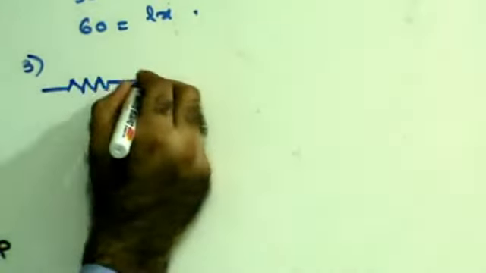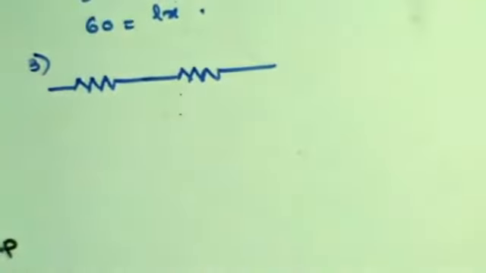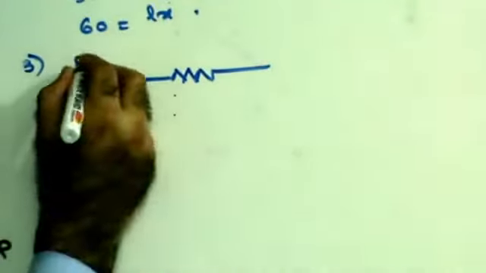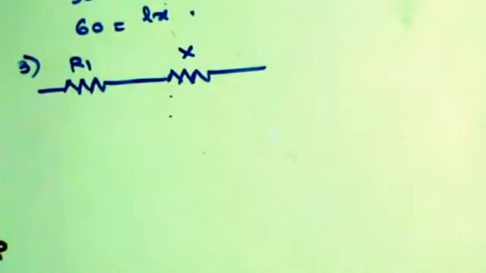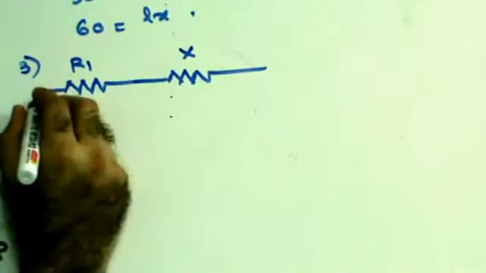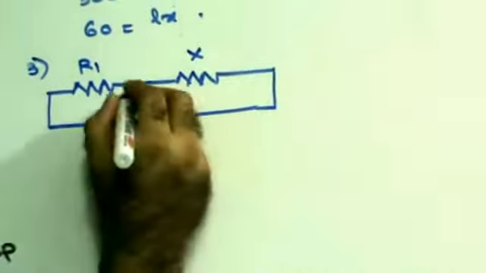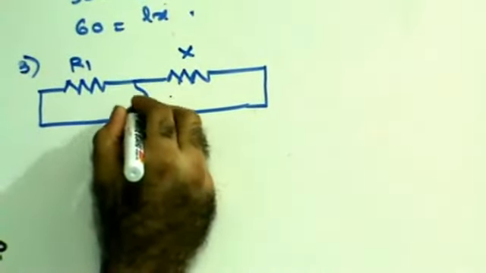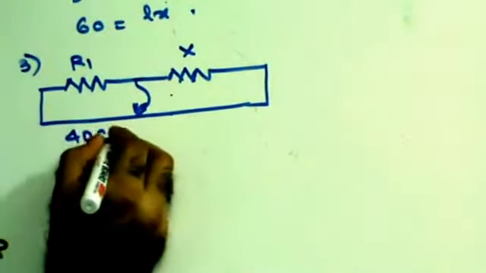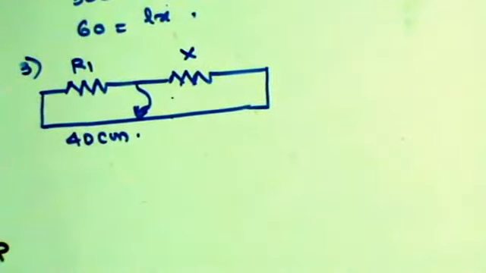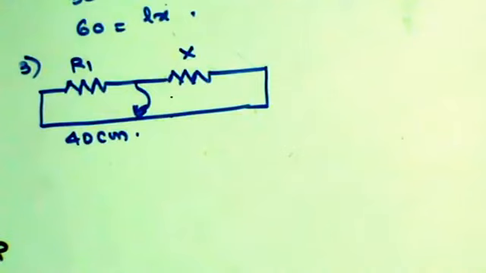In a meter bridge experiment, with resistance R1 in the left gap and X in the right gap, the null point is obtained at 40 centimeters from the left end.